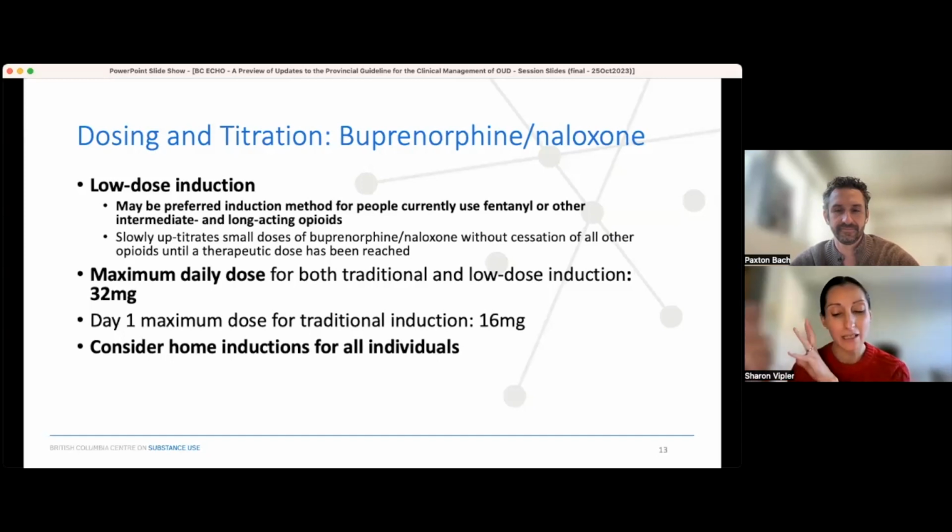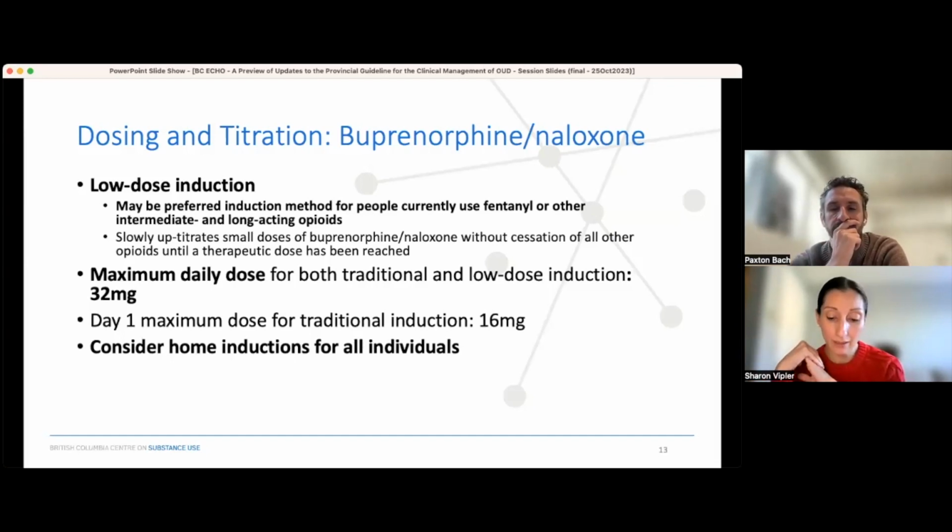The idea here is that it's the preferred induction for people currently using opioids who don't want to completely stop opioid use prior to induction. And I should be careful with my choice of language. So don't want to stop, or it's impossible to stop, or prefer not to stop. We all know that that's an enormous ask of our patients to be able to stop the use of what's largely fentanyl now for a time period long enough to safely do traditional induction outside of a really controlled setting. It slowly uptitrates small doses of buprenorphine without cessation of other opioids until a therapeutic dose has been reached.